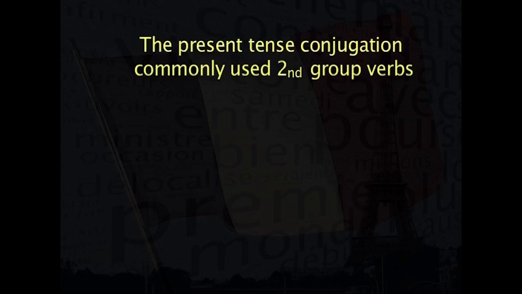I will explain the present tense conjugation with a few commonly used second group verbs. Let's begin with the verb finir, which means to finish. So, in order to construct the present tense of second group verbs, we first need to identify the stem of the verb. In case you have forgotten what the stem of a verb is, let me refresh your memory.